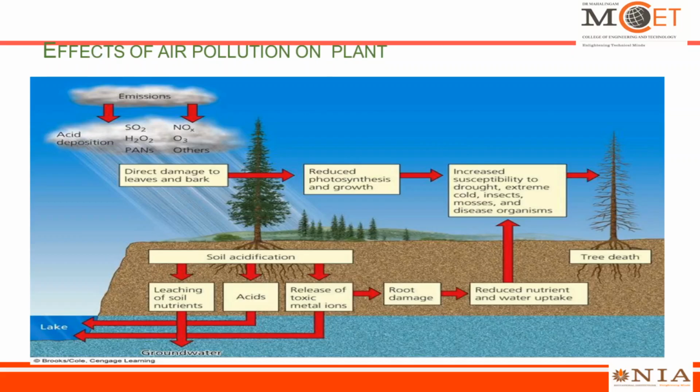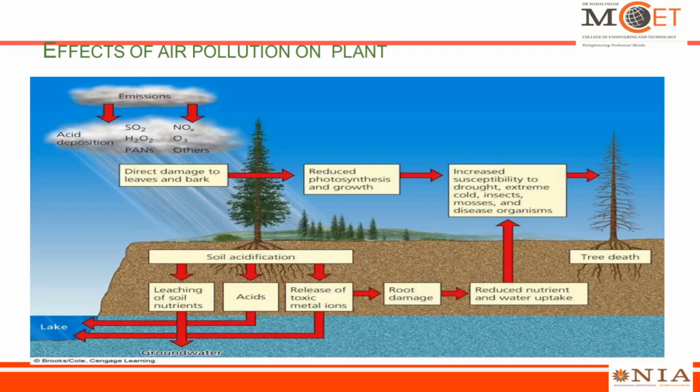So, effects of air pollution on plants, right? It damages the leaves and barks, reduces the photosynthesis and growth, and thereby increases susceptibility to drought, extreme cold, insects, mosses, and disease causing organisms, and finally the tree dies, right?